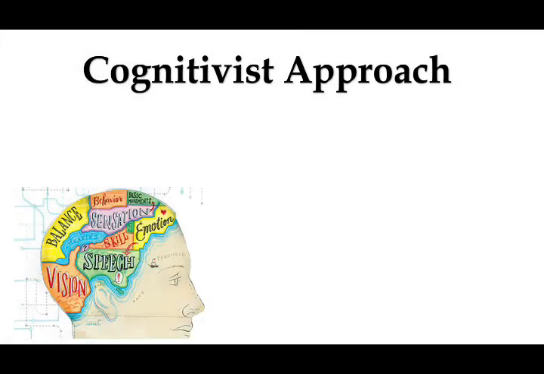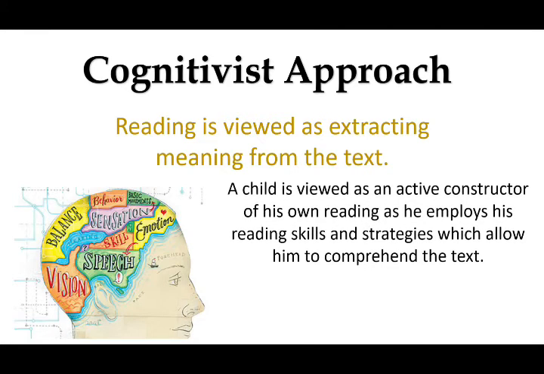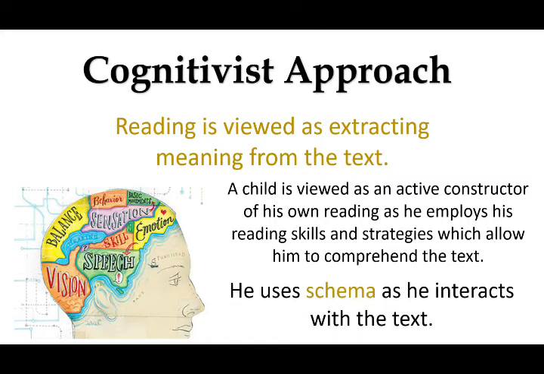Okay, let's proceed. We have the cognitivist approach. In this, reading is viewed as extracting meaning from the text. So we get information from the text. Okay? So ideas and concepts. Okay? So comprehension is really needed. Analysis as well. No? So a child is viewed as an active constructor of his own reading as he employs his reading skills and strategies which allow him to comprehend the text. Okay? And of course, he uses schema as he interacts with the text.